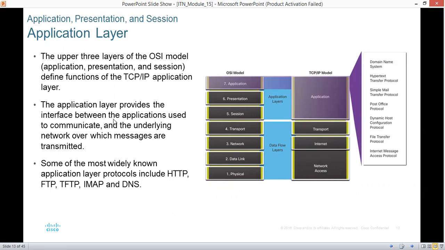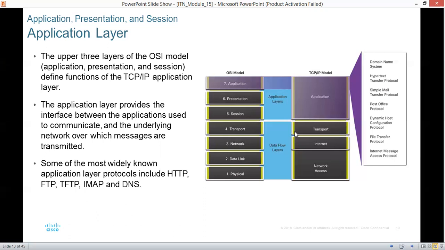The application layer provides the interface between the applications used to communicate and the underlying network over which messages are transmitted. So you can see here that the application layer provides the interface for the applications being used. For instance, your Facebook page sits at the application layer. Some of the most widely known application layer protocols include HTTP, FTP, TFTP, IMAP, and DNS. These are examples of the application layer.